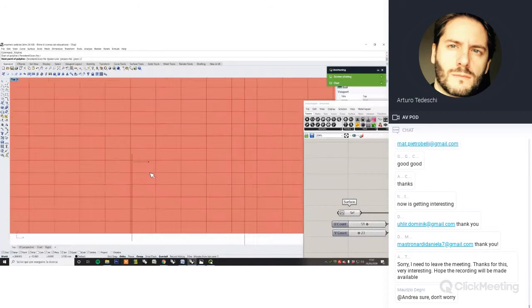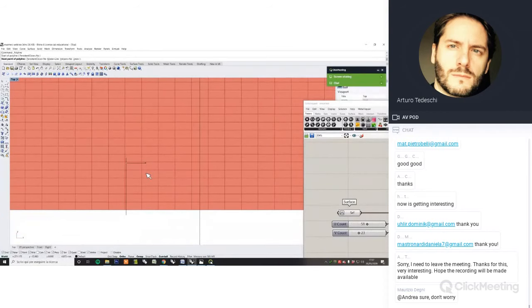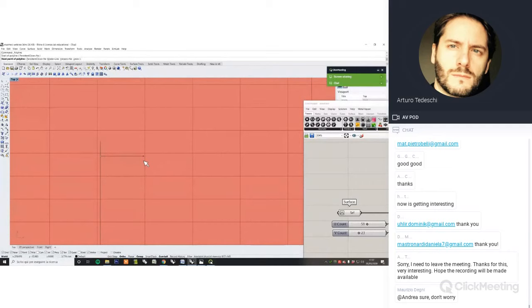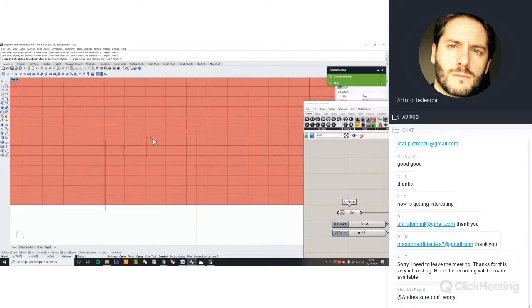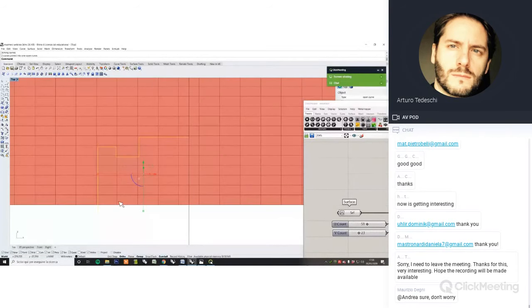Let me go in ortho. So like this. Then like this, and then 2 elements. Okay. And then we can go until we reach this line here, this one. We can join together. I can remove this part here. So like this plus like this. Join curves.